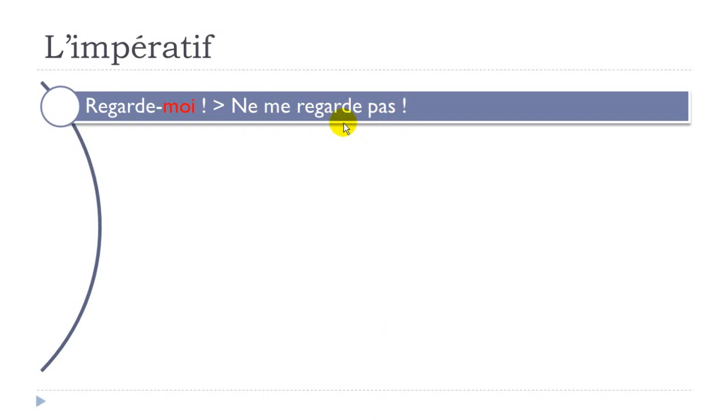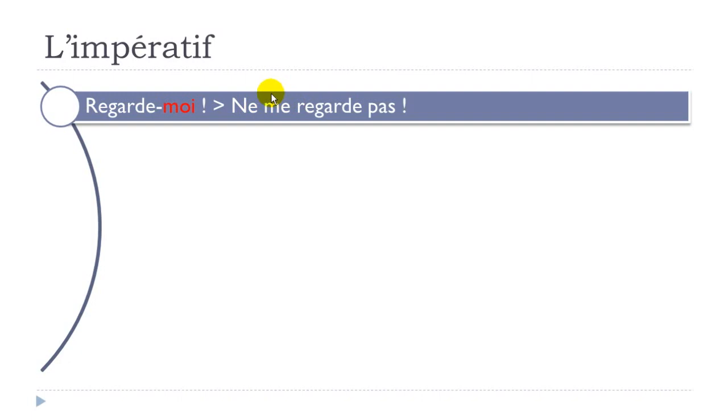Okay, so here, normally, remember, these pronouns, me, should come before the verb. Then the rule at the imperative is that if you've got these structures in the affirmative, so not the negative form, then they should come after. And this me is one of the pronouns that will change and it will become moi. Regarde-moi, okay? But when you put this structure back to the negative form, me just becomes the normal form, so ne me regarde pas.